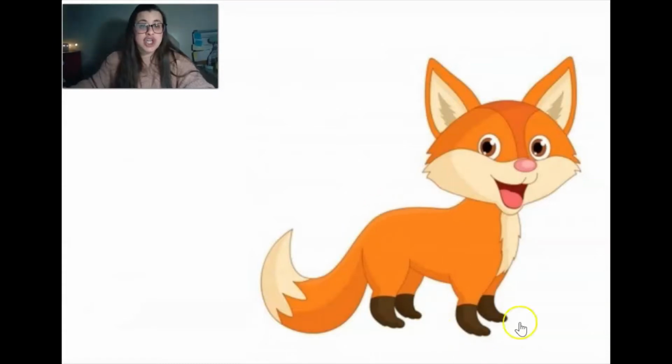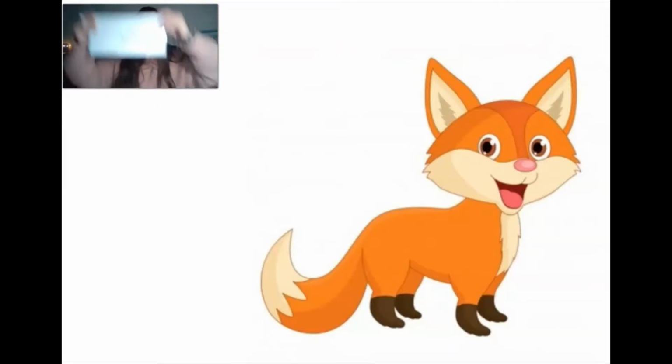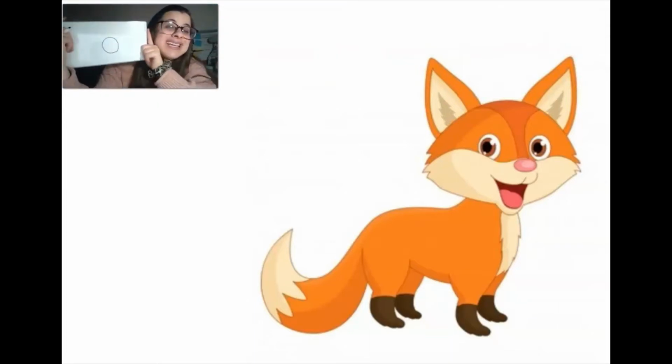This is a picture of a fox. Go ahead and try finding the middle sound in fox. Don't forget, you can always tap out the word fox. Ox. I hear ah in the middle of that word, and I know the letter O makes that sound. So, fox has the middle sound of ah, and that's the letter O.